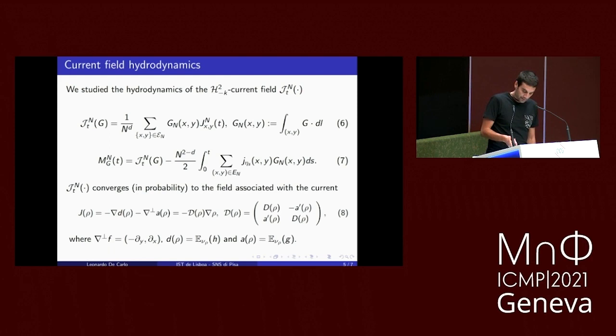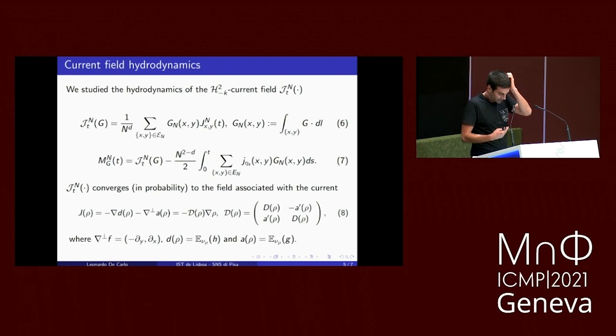And the capital G_n is a discretization of a continuous vector field. So this current field will be related by a martingale relation with respect to the instantaneous current. And this is the discrete hydrodynamics of my current field.